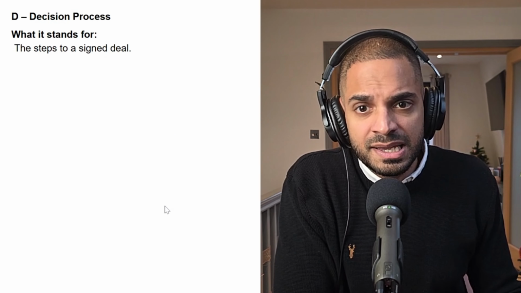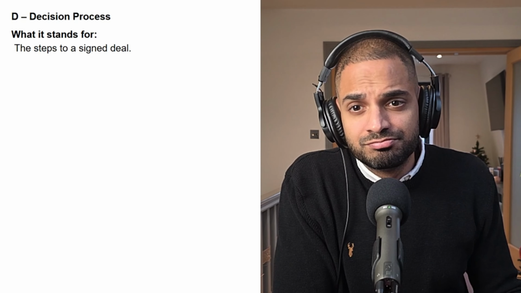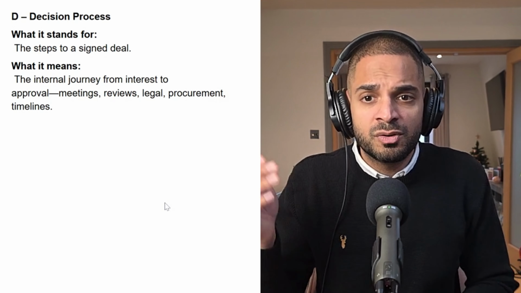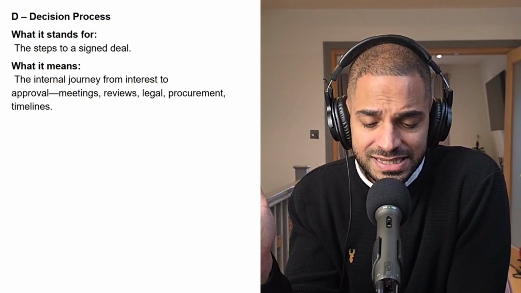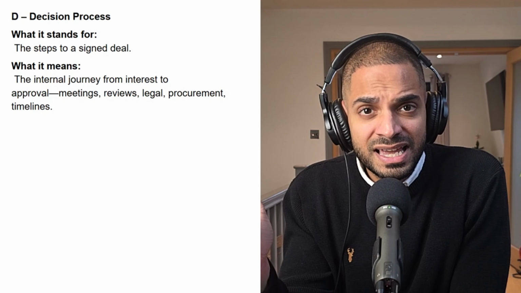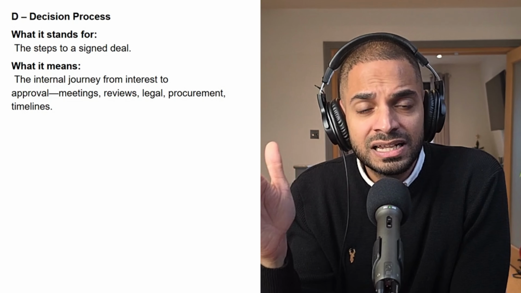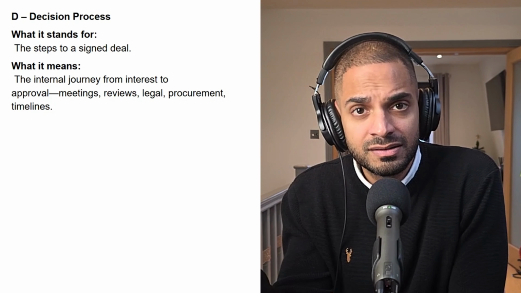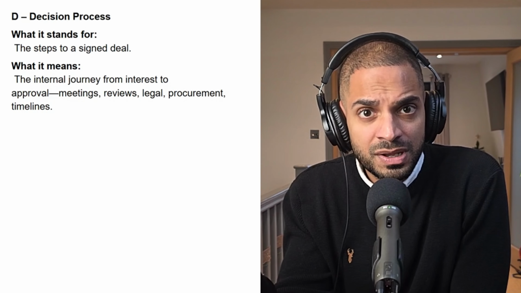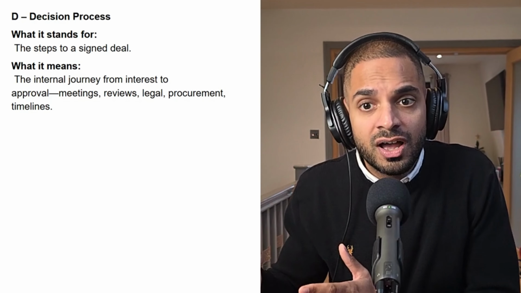Now, the second D, decision process. The steps to a signed deal. What does it mean? The internal journey from interest to approval. That will be meetings. There will be reviews. Are there legal and procurement teams that need to get involved? If so, how long is their process? You can run legal and procurement side by side. Okay, so if you know it's typically a 2-week turnaround to get red lines back, fit that into your timeline.